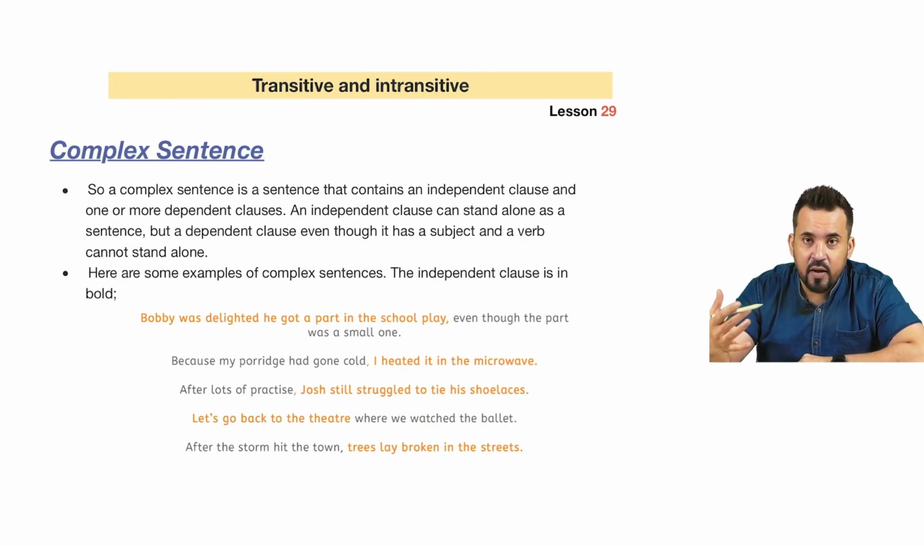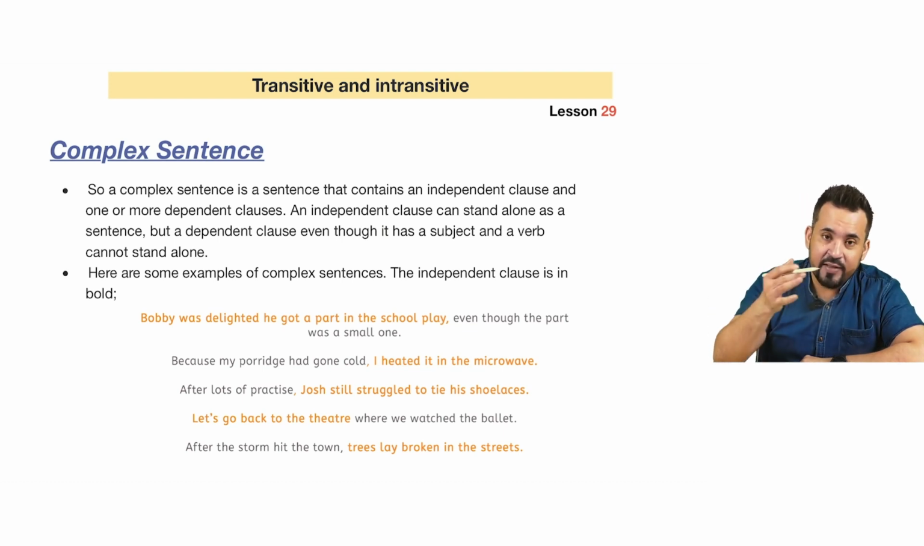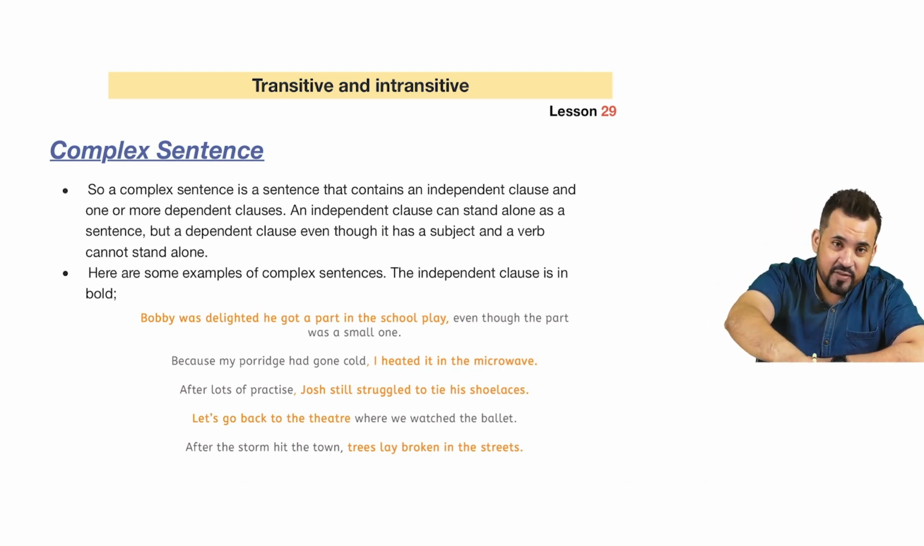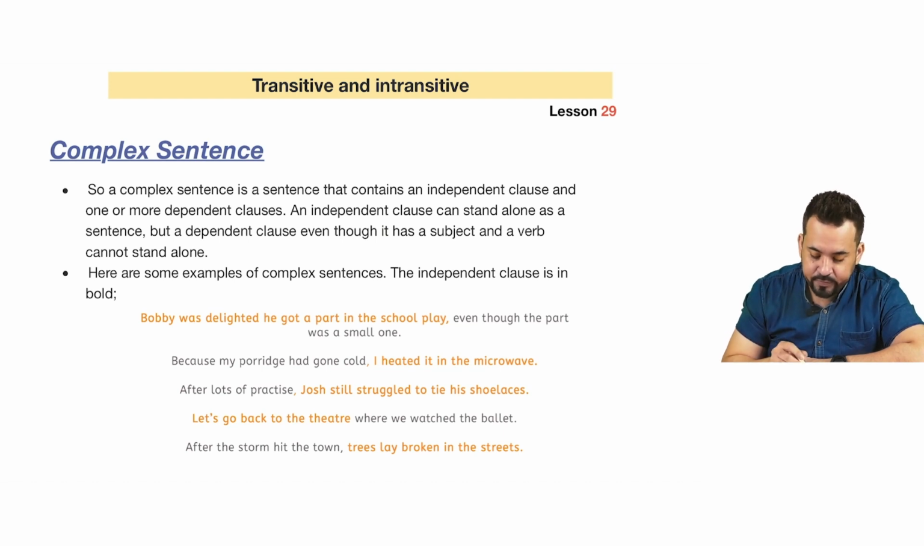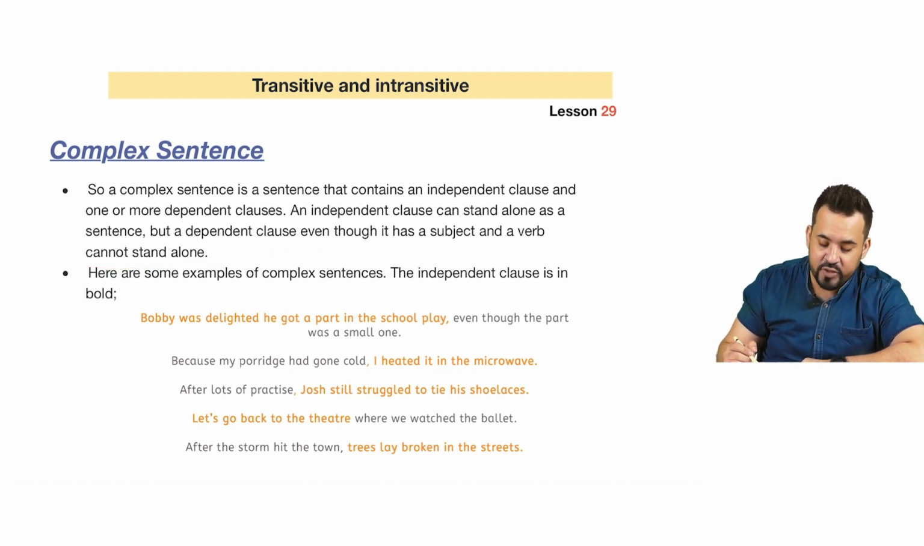Let's talk about the complex sentence in more detail. So as we said, the complex sentence has an independent clause and a dependent clause, at least one. The dependent clause needs the independent clause. Although the dependent clause has a subject and a verb, it still cannot stand on its own. Let's take a look at some examples.